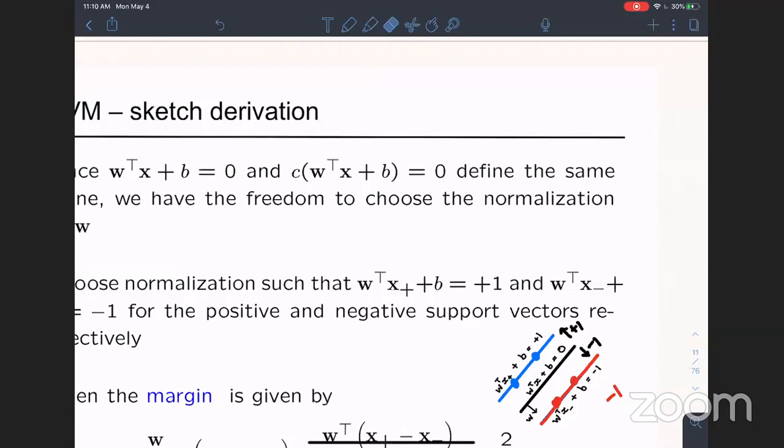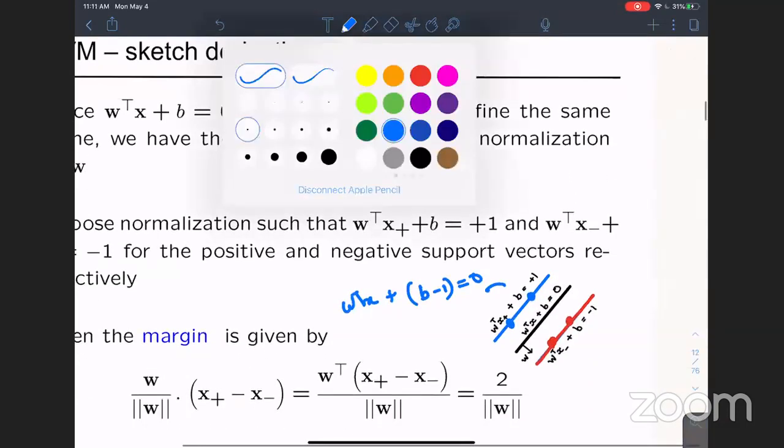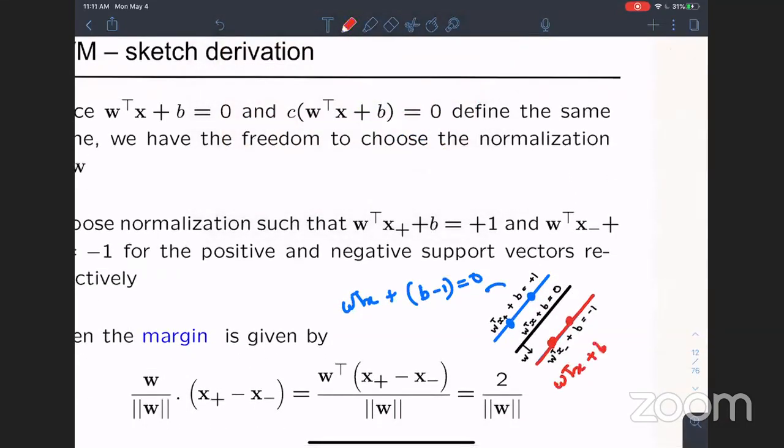How do you know these are parallel planes? Look at W. The three W's are the same. That means all of them are sharing the same normal, so they are parallel to each other, right? The only difference is in B. So if you reword this, it is basically W transpose X plus B minus 1 equal to 0. This one, the red one, is W transpose X plus B plus 1 equal to 0, right? So what has happened is this notion of B has changed. On the right hand side, I have zeros. I've just reworded that equation, and that's what we have, right?